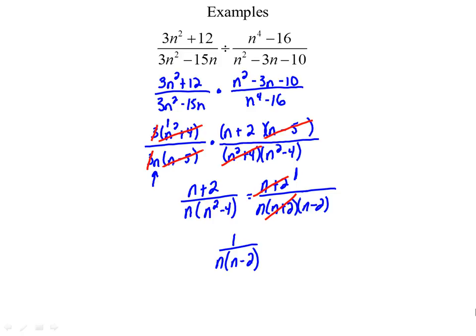The first step in multiplication is factor where you can. And then after you factor, reduce where you can. And then just keep going until you have it as simplified and reduced as far as possible.